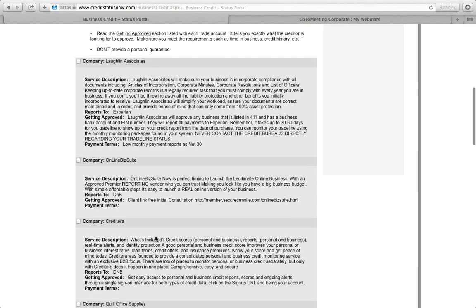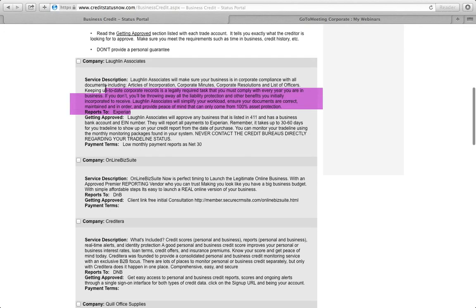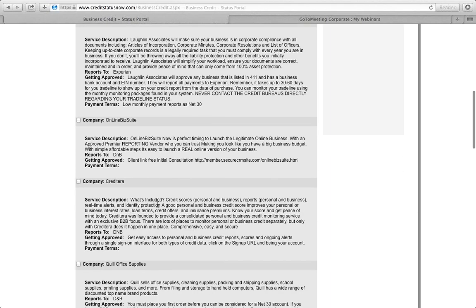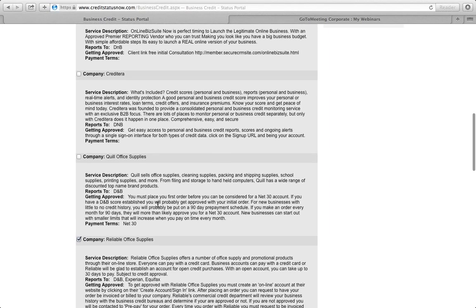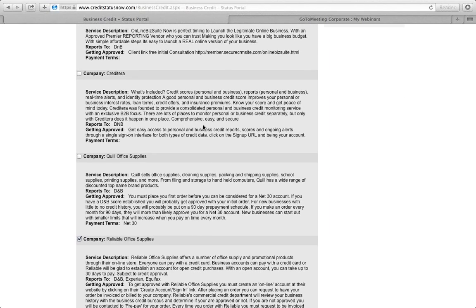Okay, so we go through these lists and we get a general description of the service that they provide, who they report to, and what it takes to get approved. For instance, Creditera, this company provides personal credit reports and also Experian business credit reports. The nice thing is when you set up the monitoring with them, they report to D&B. How fantastic is that? What does it take to get approved?